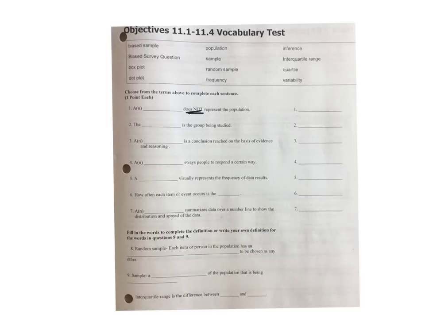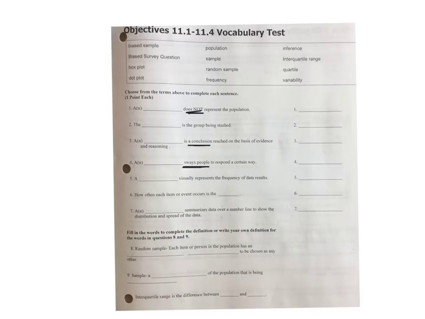In question number 3, this is a conclusion reached on the basis of evidence and reasoning. From the choices above, which one best fits a conclusion? Number 4, this sways people to respond in a certain way. Make your choice and write it on the line.